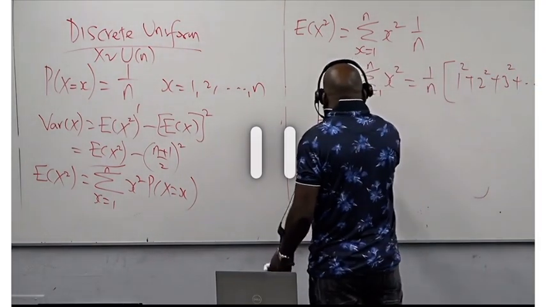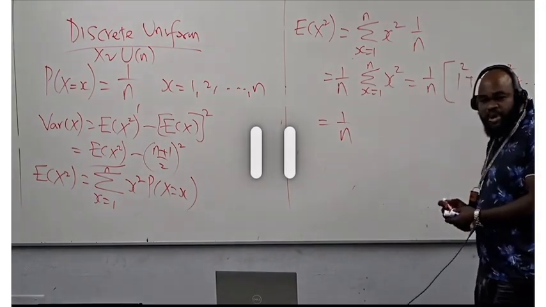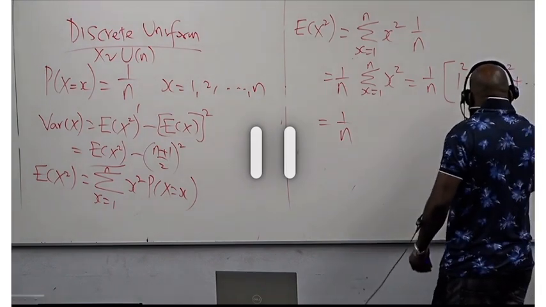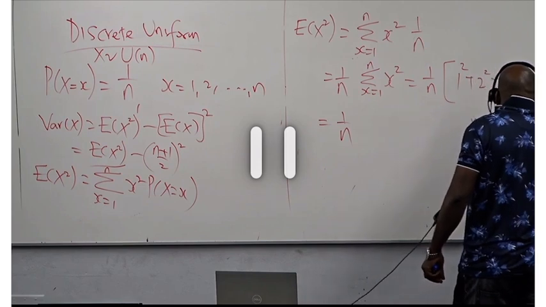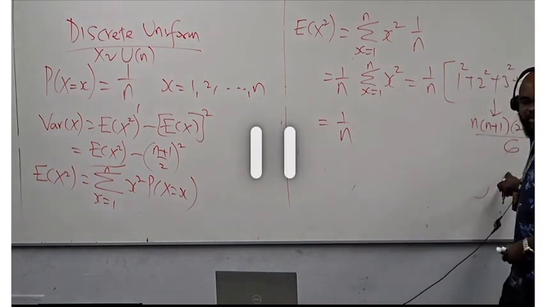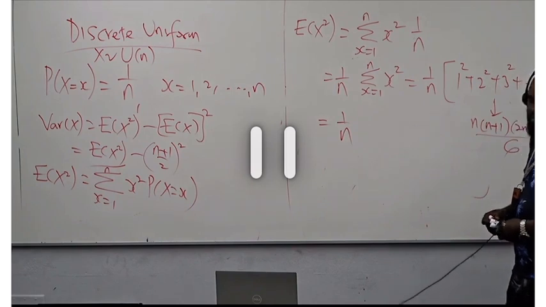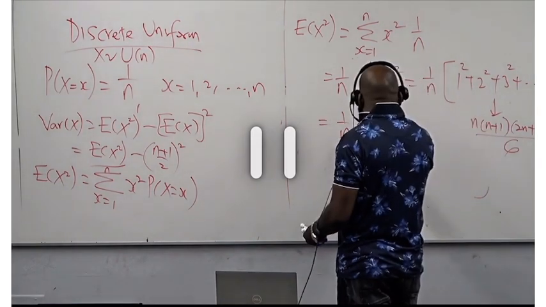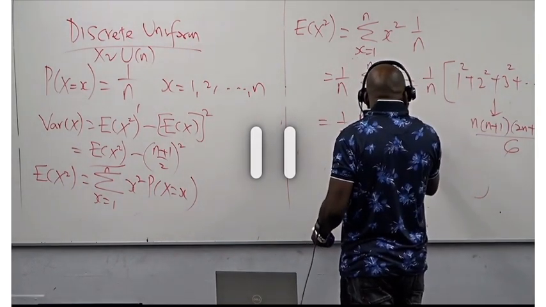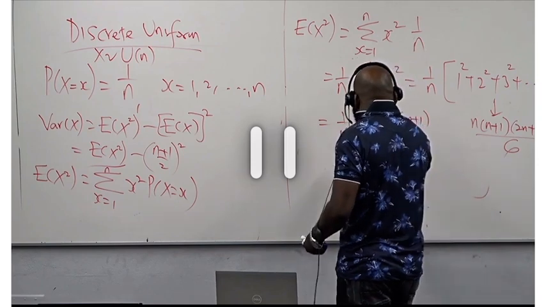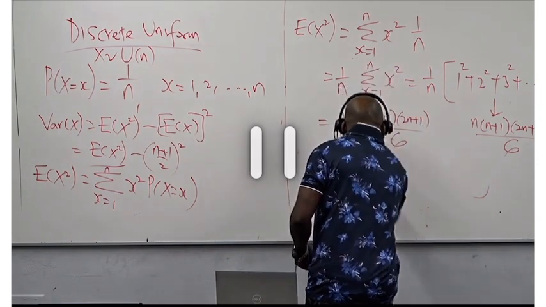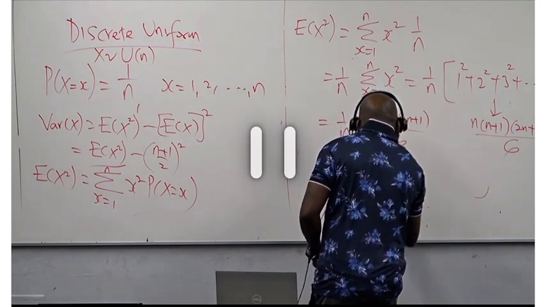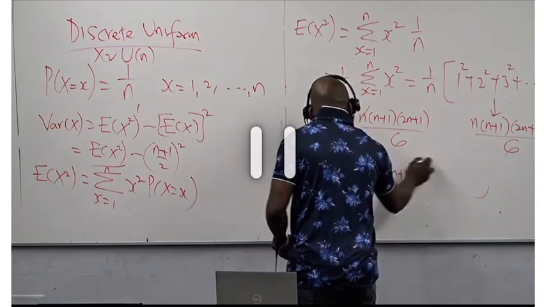Here, you need to remember the sum of squares of natural numbers from math. The sum of squares of natural numbers is n(n plus 1)(2n plus 1) divided by 6. Has anybody seen this before? This is the formula for the sum of squares of natural numbers. So this guy is going to replace this. So I'm going to have n(n plus 1)(2n plus 1) divided by 6, and the n cancels. Then I'm going to have (n plus 1)(2n plus 1) divided by 6. So this is the expected value of s squared.